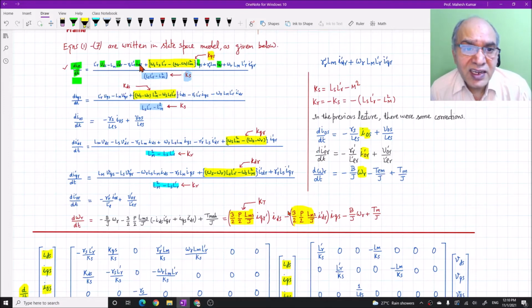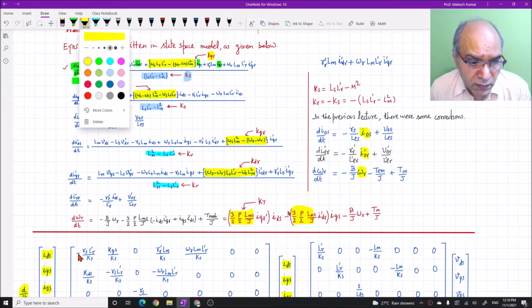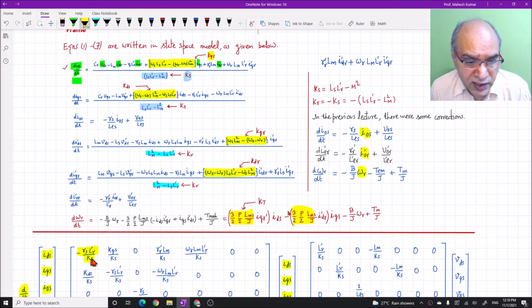So you can see here IDS has a coefficient of minus Rs Lr dash by Ks. So the first element is minus Rs Lr dash by Ks. It comes from this one. And the second one is IQS, whose coefficient is Kqs by Ks. So this is Kqs by Ks. Then comes the third variable I0s. I0s is not there in this equation, therefore this is 0.